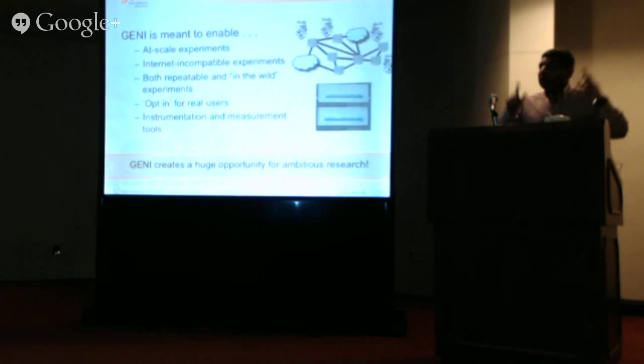And we talked about opt-in users. These are users who chose to join your experiment and use your experimental service, so you can get real traffic, real user experience. So all these are possible in GENI, and they're actually being done. I'll give you examples of services being deployed at GENI, experimental services that people can sign in to and use. And I'll also give you examples of experiments that are non-IP experiments that cannot be done on today's internet.